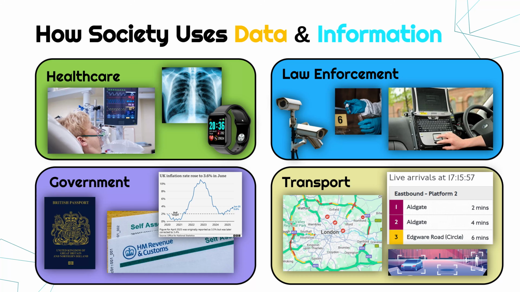And we'll have more and more use of self-driving or autonomous vehicles. These need to collect a huge amount of data from their environments in order to detect objects and make decisions on where to move the car. So these are the sort of examples you'd be expected to give if you were given an exam question about how society uses data and information.